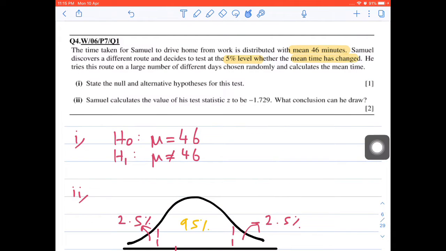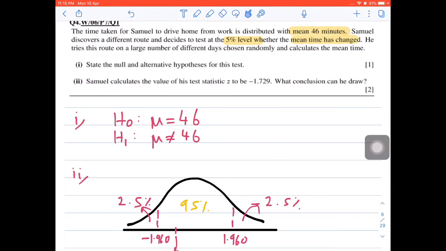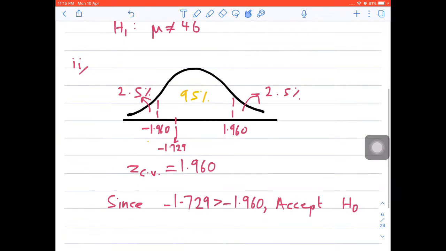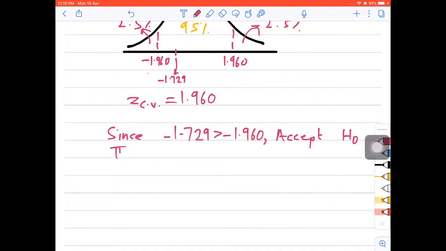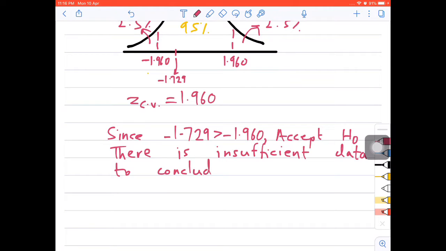Now we need to give a conclusion in terms of the situation. So over here, what was being tested was whether the mean time has changed. That was the alternate hypothesis, but we're rejecting the alternate hypothesis, we're accepting the null hypothesis. That means there is insufficient data. This is how the conclusion will be written, to conclude that the mean time has changed.